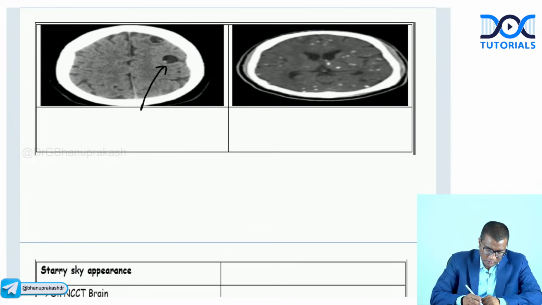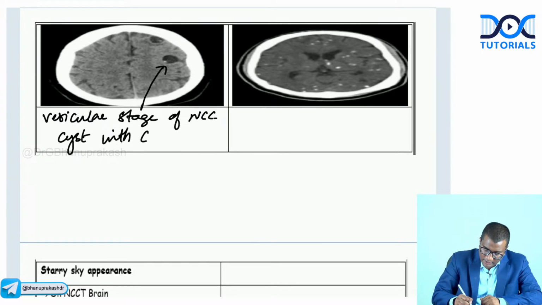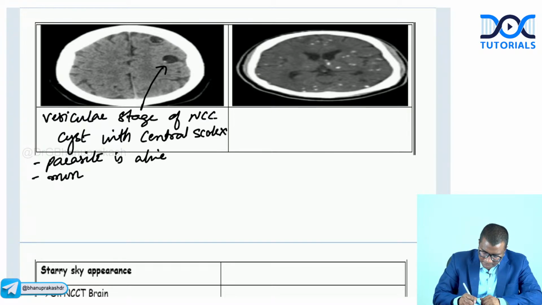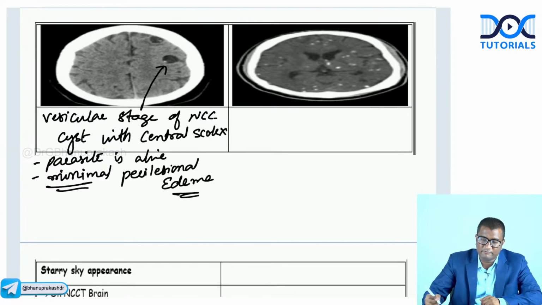Then this is the vesicular stage of neurocysticercosis. You see a cyst with a central scolex inside. And here the parasite is alive. And you see minimal perilesional edema. So very small perilesional inflammatory edema will be there. So there will be minimal edema in case of the vesicular stage. The live parasite is there.